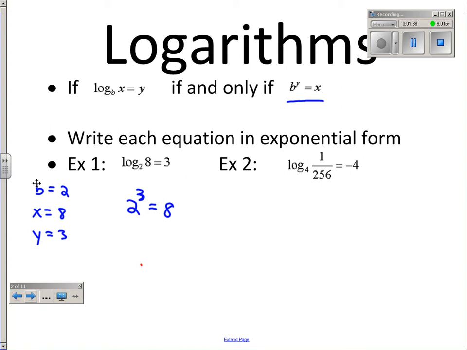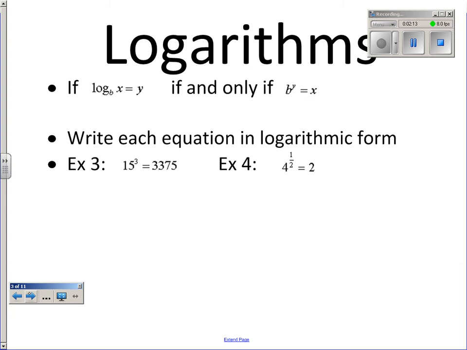Well, let's go over to example 2. Let's do our b. b is 4. x is 1 divided by 256. And y is negative 4. So we're going to do 4 to the negative 4th power equals 1 divided by 256. Go put that in your calculator. 4 to the negative 4th power. Did you get 1 divided by 256? If you did, you got it right. If not, it's incorrect.